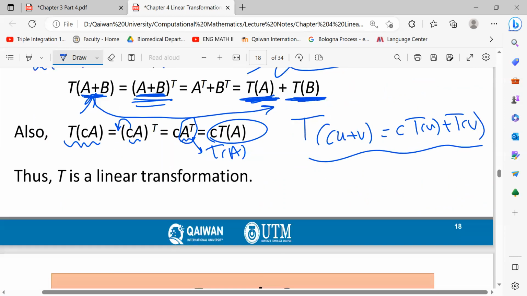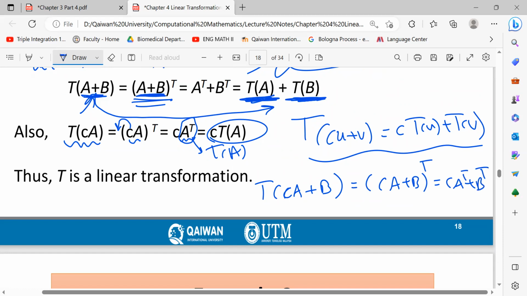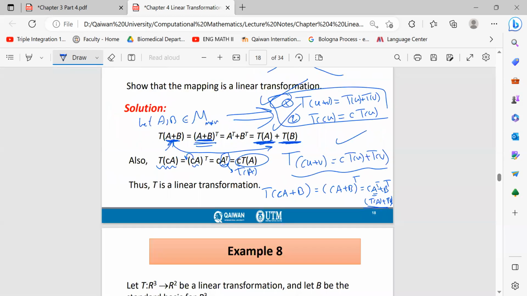Let's use this one. Here, T of CA plus B. We don't use U and V. U and V are also vectors, but at the beginning we said we use capital letters for matrices. This equals CA plus B all transpose. We can take the transpose of both. It is C A transpose plus B transpose. What's A transpose? T of A, plus this is T of B. Look, we satisfied it. That's enough. So we showed that it's a linear transformation.